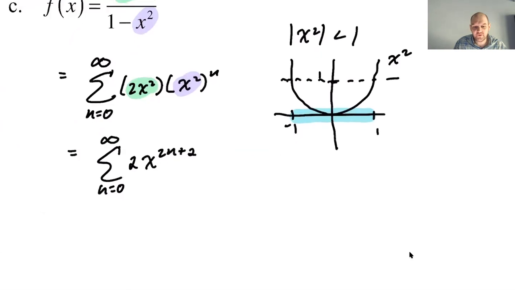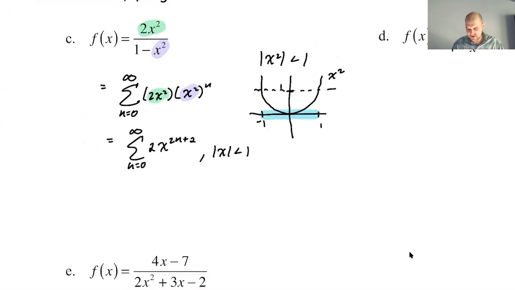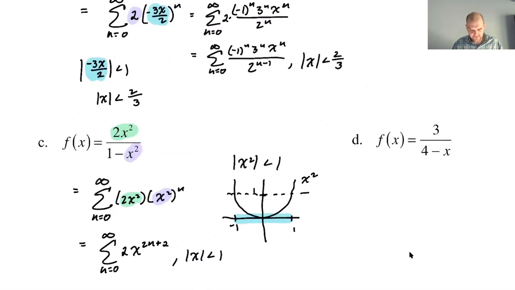I don't know, for whatever reason, I get confused by that. So I'm going to say the absolute value of x has to be less than 1. And it's okay. Sometimes you just got to admit when you find something a little confusing.